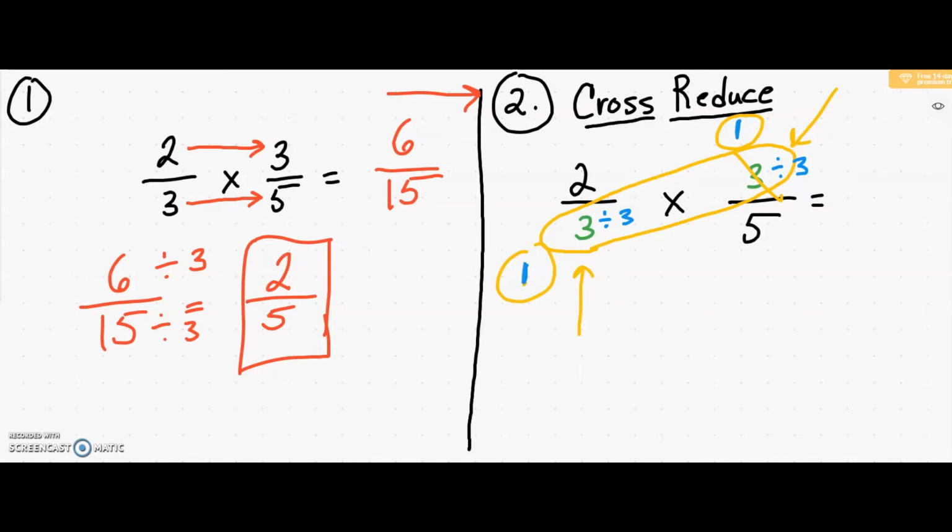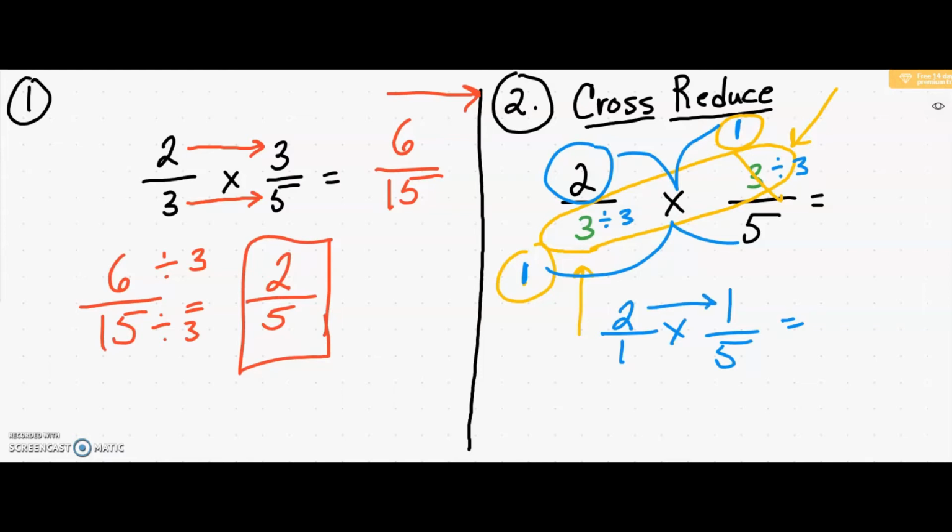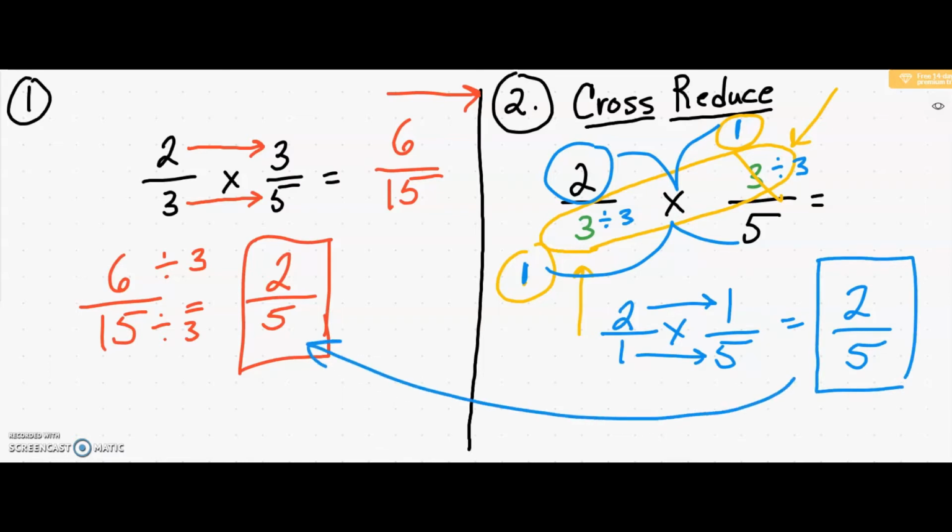So what you're left with is 2 times 1 and 1 times 5. Okay, so it would be 2 over 1 times 1 over 5. Those are my new fractions after I've cross-reduced. So I would multiply across the top, which would give me 2. I would multiply across the bottom, which would give me 5. And if you notice, we do get the same answer.